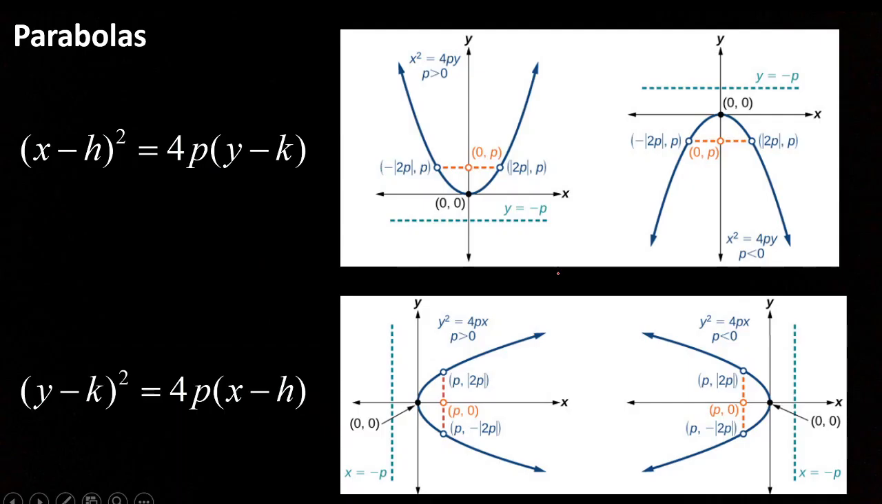All right. So again, this is the situation. If p is positive, we have this. If p is negative, we have this. If p is positive here, we have opening to the right, and if p is negative, opening to the left. This distance from here to here is called the focal diameter, and that distance is 4p. So each half of it, of course, is 2p and 2p.